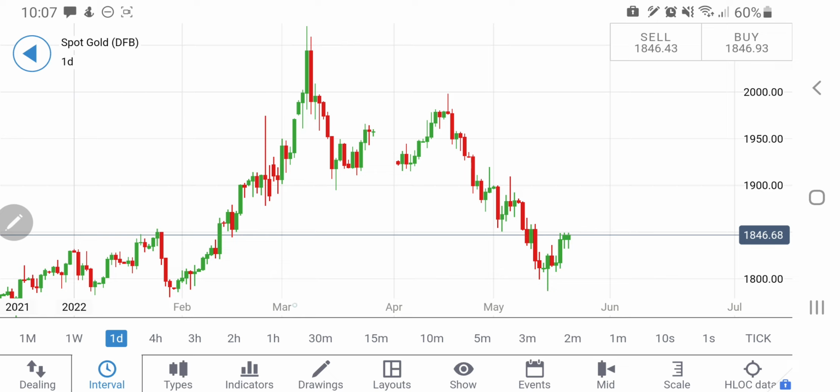At the same time, any reversal on the downside from here, breaking below this zone at 1836, yes, you can go short there, and one can expect that it is going to go down again. So this is what we have seen on the daily charts.